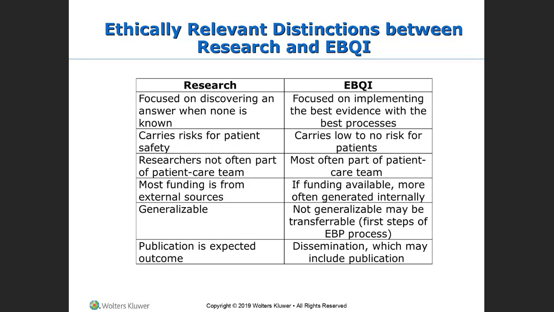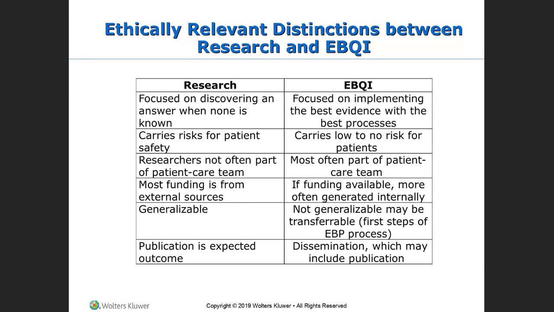Researchers are often not part of the patient care team, but again, they could be, where evidence-based quality improvement teams are usually part of the care team. In research, most funding is external, where funding, if it's available for quality improvement, is usually generated internally. So sometimes you can get money through projects within a system to work on this. Research findings are often generalizable and can be applied to many different scenarios, where evidence-based quality improvement findings are not generalizable and may be transferable, but are focused more on a specific population.